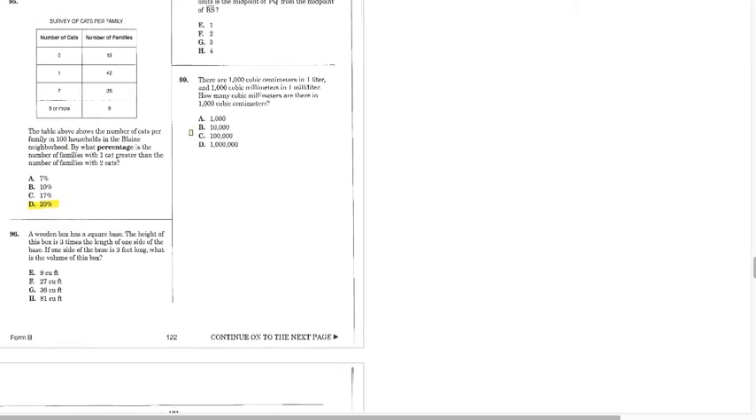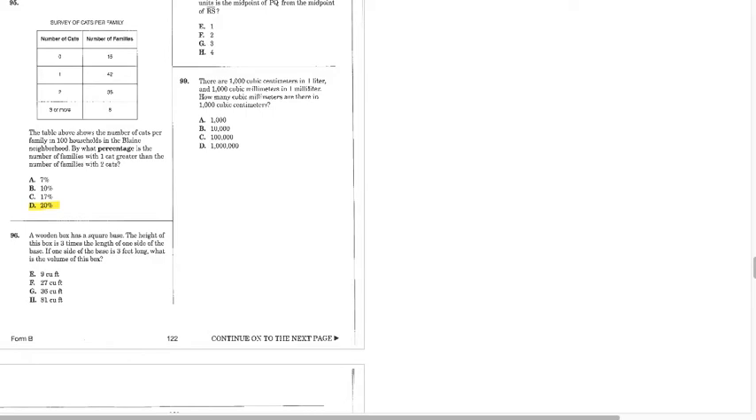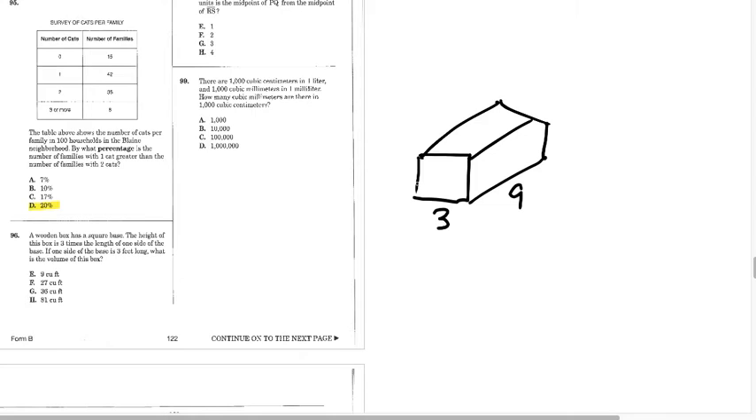Okay, number 96. The wooden box has a square base. The height of the box is 3 times, so if that's the height, it's going to look something like that. And then this is 3 also. Length is going to be 9, and this is 3. So 3 times 3 is 9. 9 times 9 is 81. So that's going to be H.